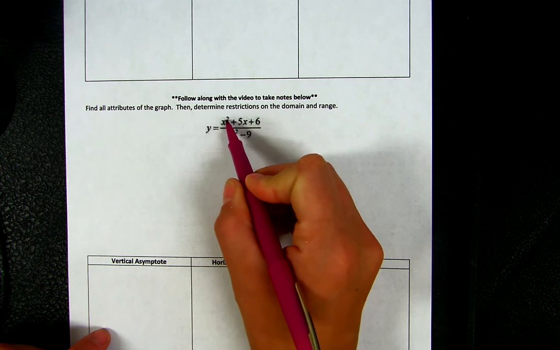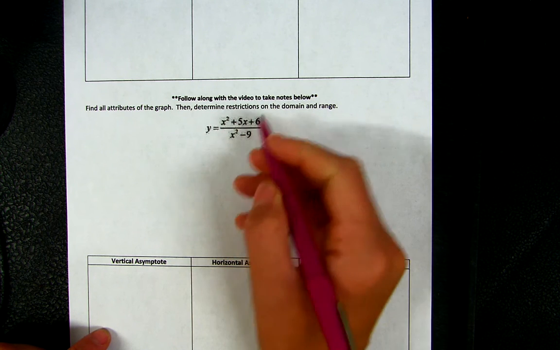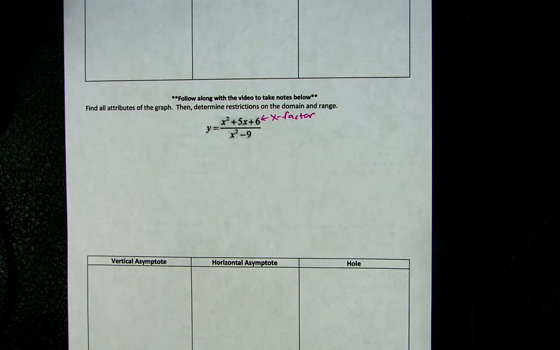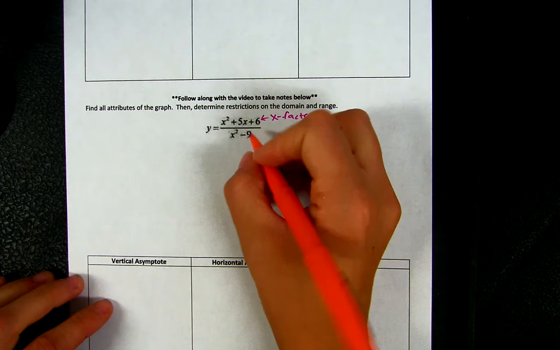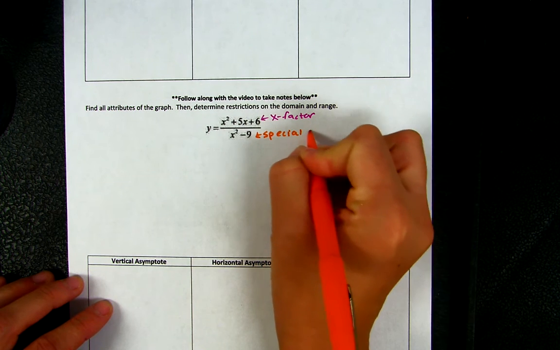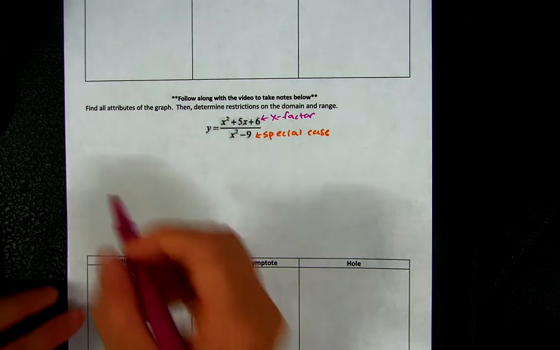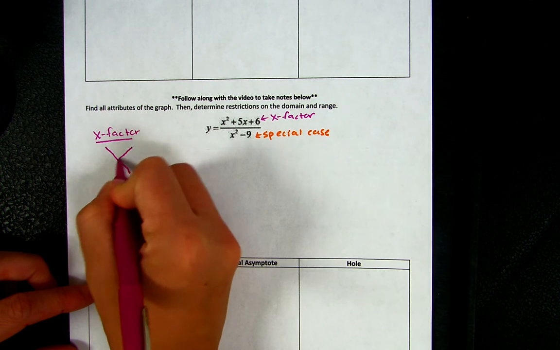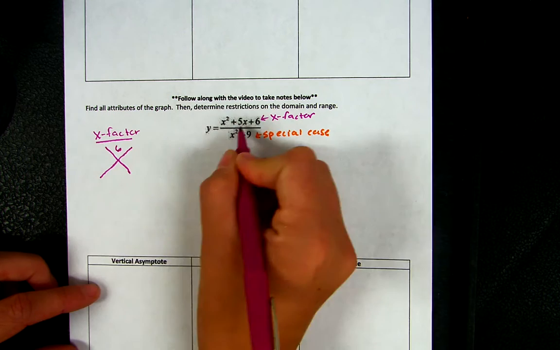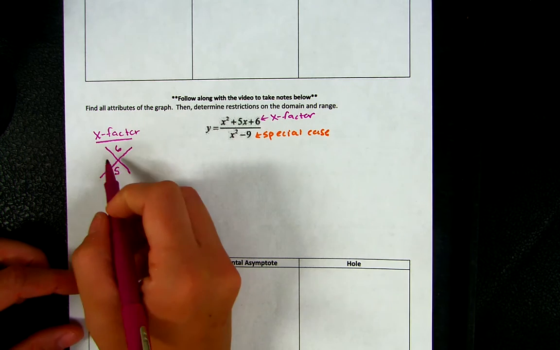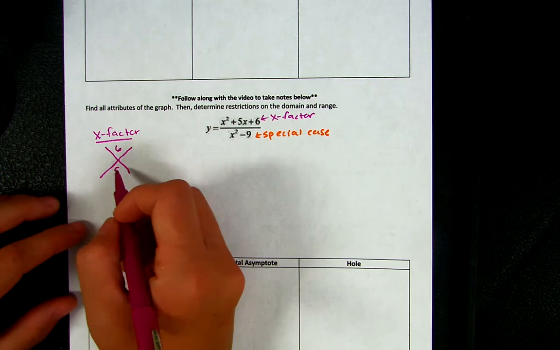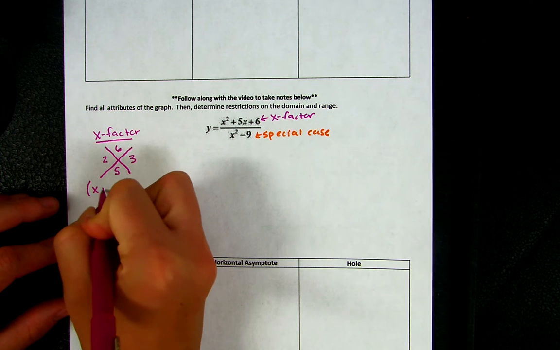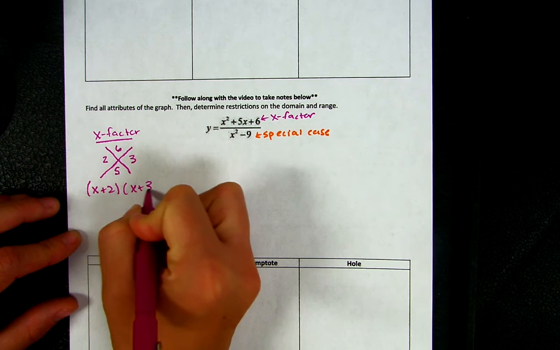So on the top here I have x squared plus 5x plus 6. I know I can factor this using my x factor. And on the bottom, I have x squared minus 9. I can factor this using my special case. So we'll start with the numerator with the x factor. You have your c value in the top, b value in the bottom, two numbers that multiply to 6 and add to 5 are going to be 2 and 3. So our factors are x plus 2, x plus 3.